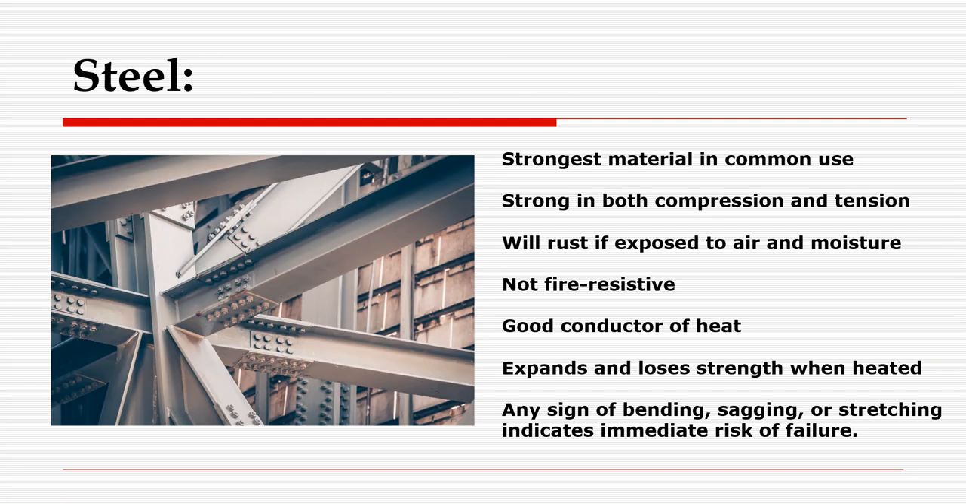We're going to move into steel. Steel is the strongest material in common use. It's strong in both compression and tension. We saw the video and we know what that means now. It will rust if exposed to air and moisture. It's not fire resistive, but it is a good conductor of heat, much like your cast iron pot. It expands and loses strength when heated. That is a big thing to keep in mind.